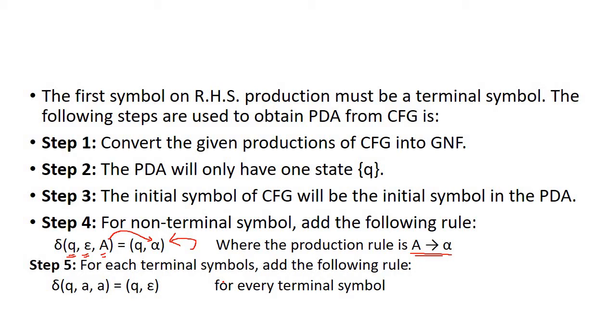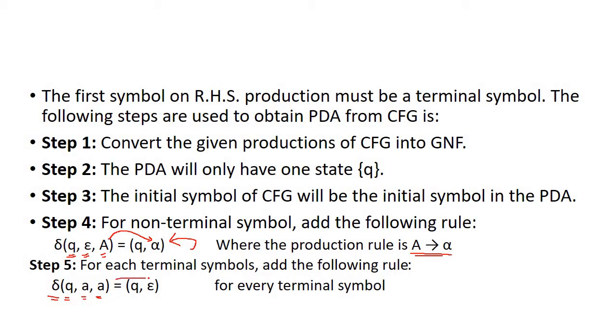Then step number 5, for each terminal. So we actually have two standard activities, one for the non-terminals and the other one for the terminals. For non-terminals, we need to have the transition function which translates the production rule. That is the implementation of the production rule. In step number 5, we are simply popping out the terminals. How can we pop out the terminal? The transition function is defined with a state, that is Q. We are reading A as an input symbol, and at the same time we are looking at A on the stack top.